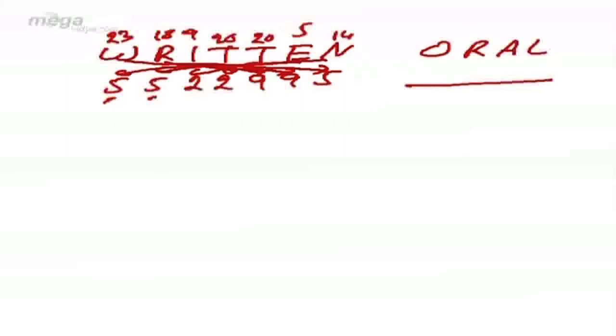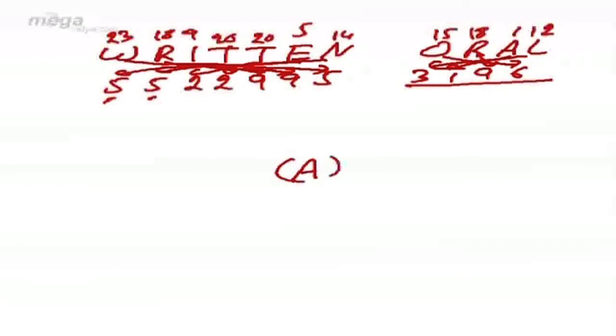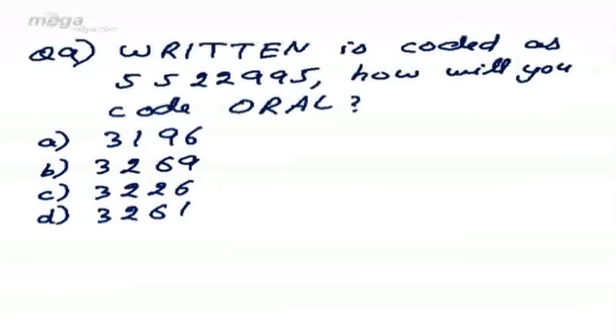So we will do the same thing in oral. L is our letter number 12, 1 plus 2 is 3. A is 1, therefore 1. R is 18, 1 plus 8 is 9. And O is 15, 1 plus 5 is 6. Answer is 3196, which is given to us in A option. Therefore, answer to question number 9 is A.